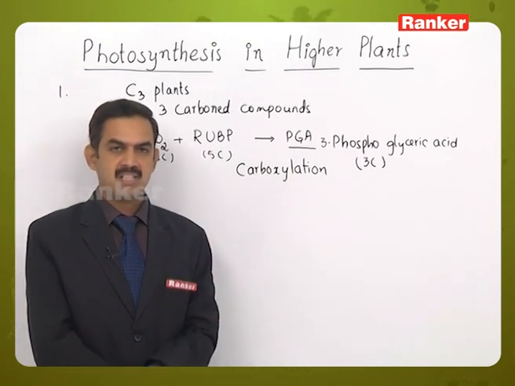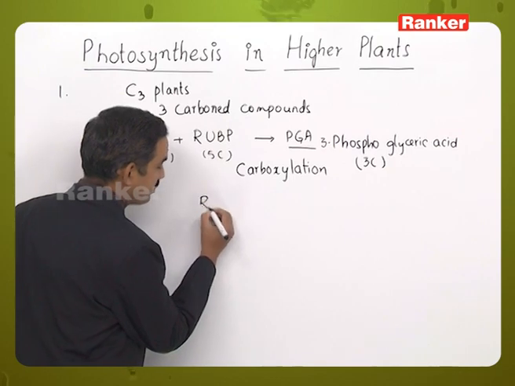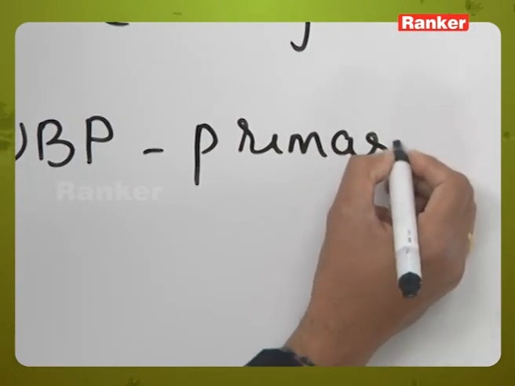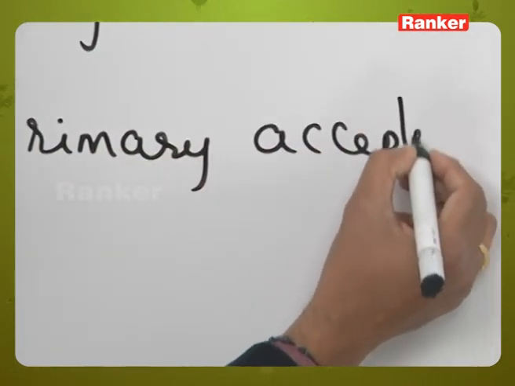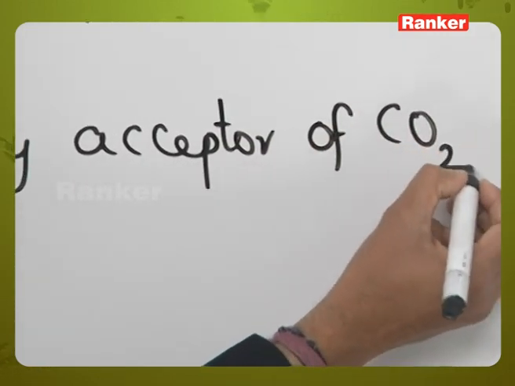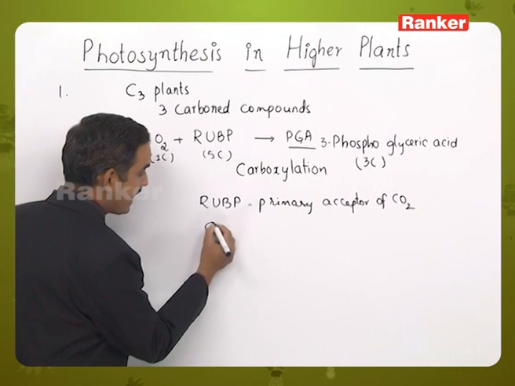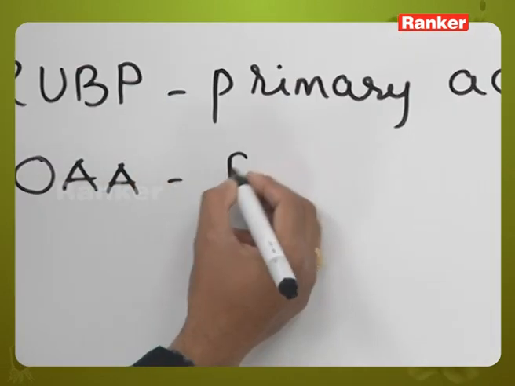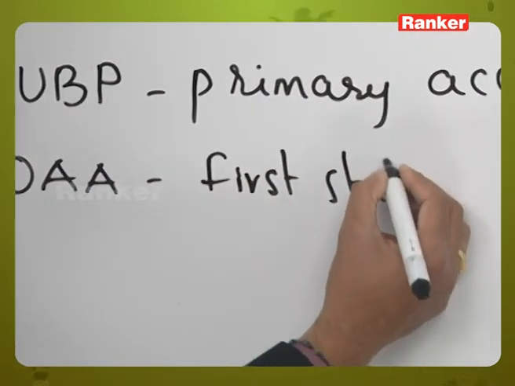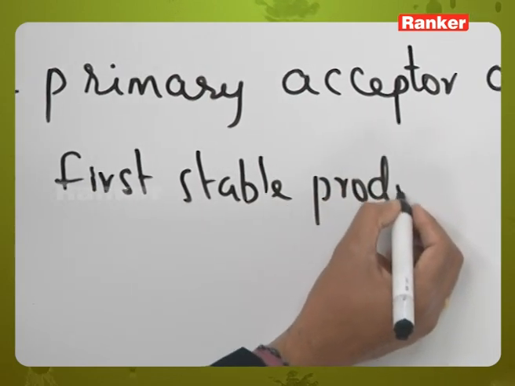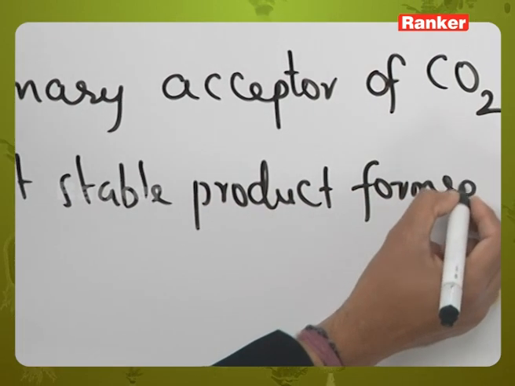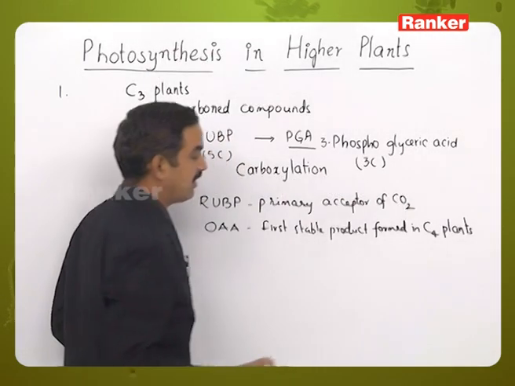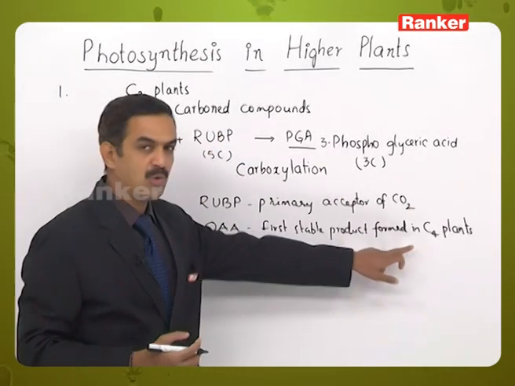So let us discuss the other options given there. The first option is RUBP. RUBP is the primary acceptor of carbon dioxide in C3 plants, whereas OAA is oxaloacetic acid. Oxaloacetic acid is the first stable product formed in C4 plants. So there is a small variation we can discuss here itself, that is, C3 plants and C4 plants.